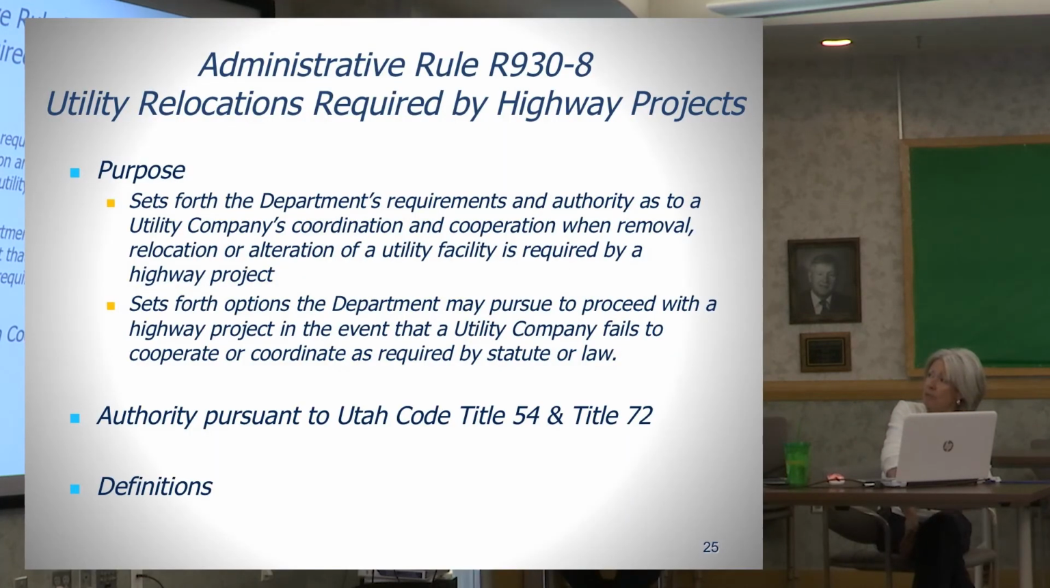Okay, the new administrative rule R930-8 for utility relocations required by highway projects. Again, it's been a long time coming. This is a really useful tool and provides some pretty distinct guidance to projects when they're relocating utilities. It sets forth the department's requirements and authority as to how the utility companies coordinate and cooperate when relocations are required as part of highway projects.